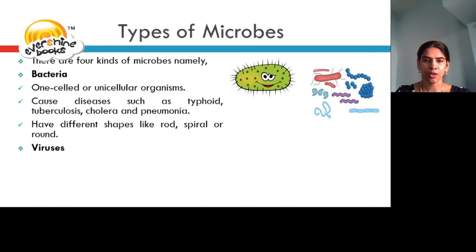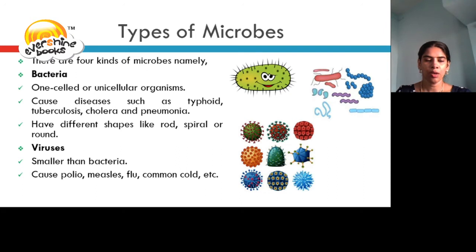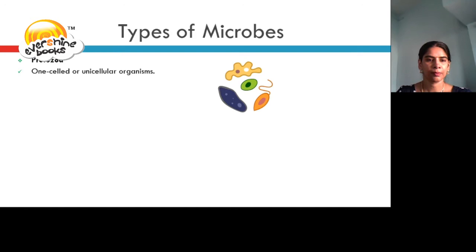Virus is the next kind of microbe. It is smaller than bacteria. It causes polio, measles, flu, common cold, etc. The third type of microbe is protozoa. It is also a one-celled or unicellular organism. It causes diseases like malaria and dysentery.